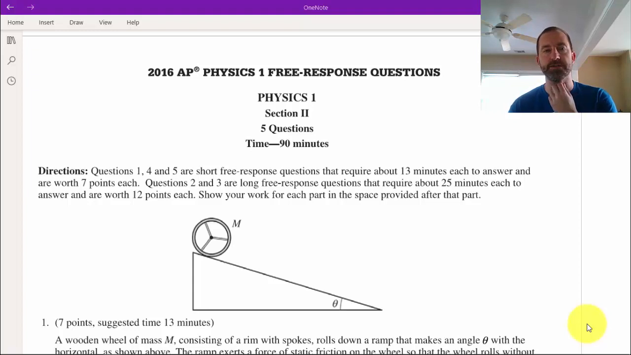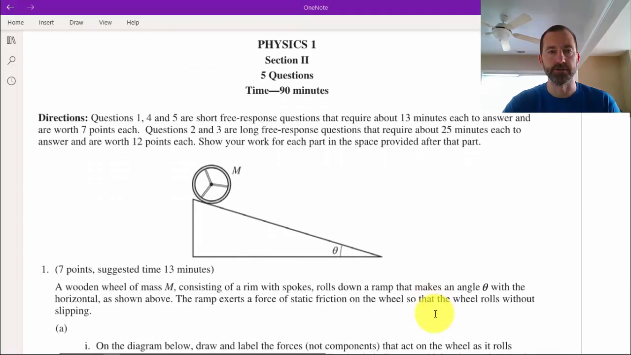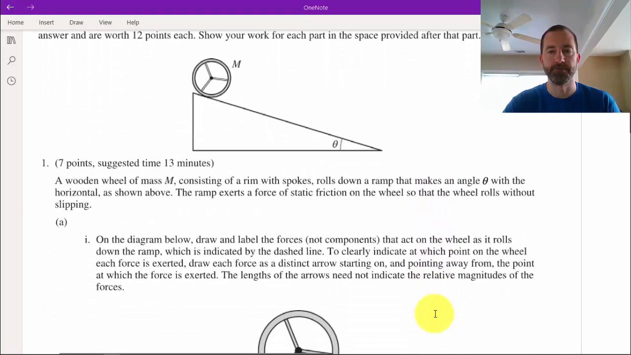It's more of a forces kind of dynamics problem. So let's go ahead and take a look at what it's given us. I'm going to scroll down so I'm not looking at those generic instructions anymore. And it's got a picture of what looks like some sort of wheel. In fact, it says a wooden wheel of mass capital M consisting of a rim with spokes rolls down the ramp that makes an angle theta with the horizontal as shown above.